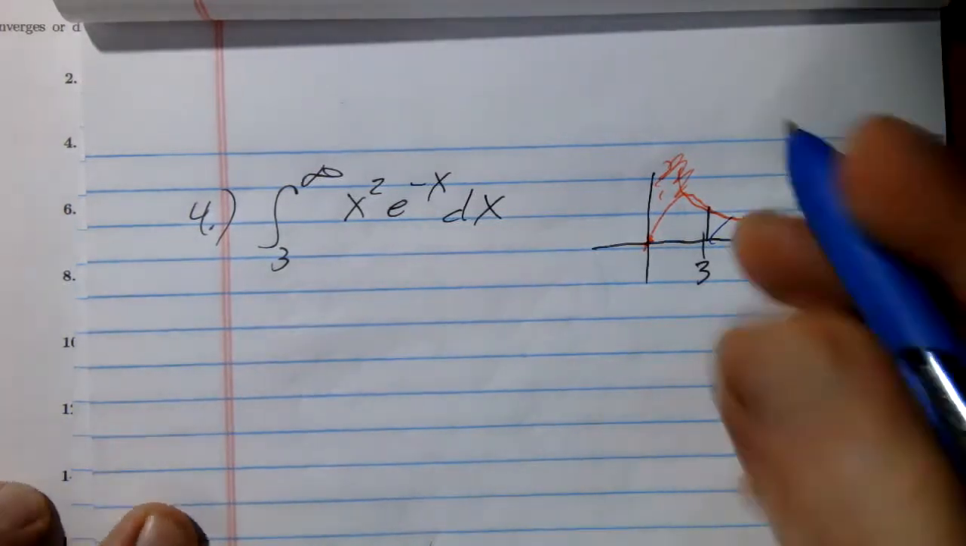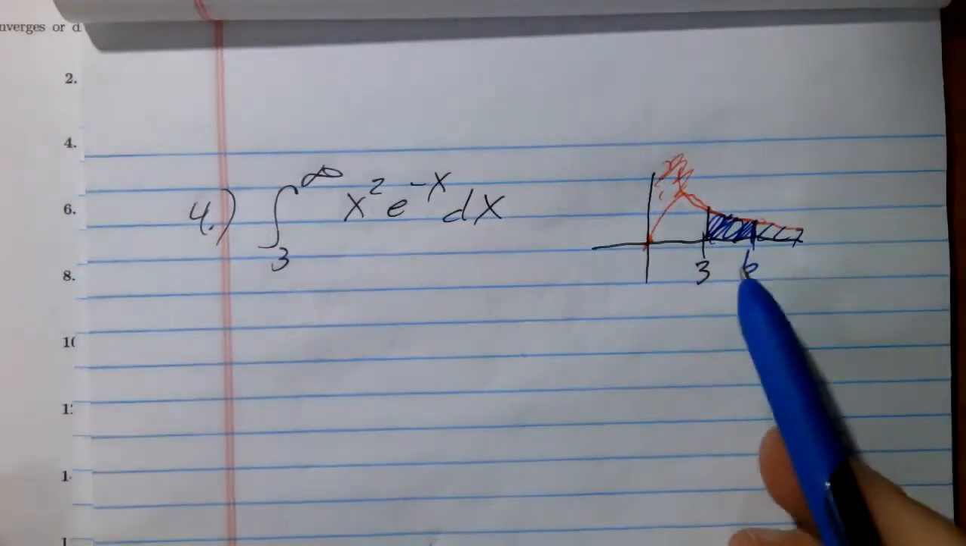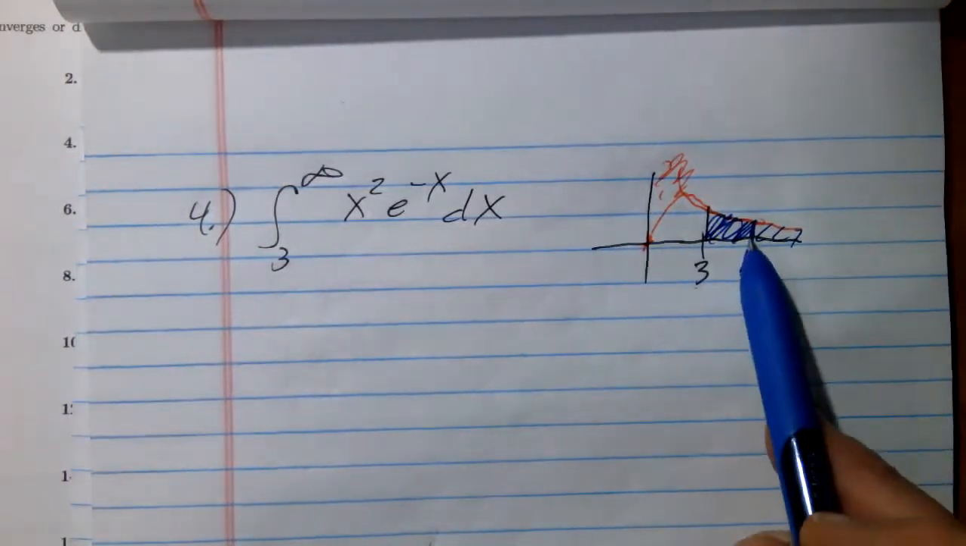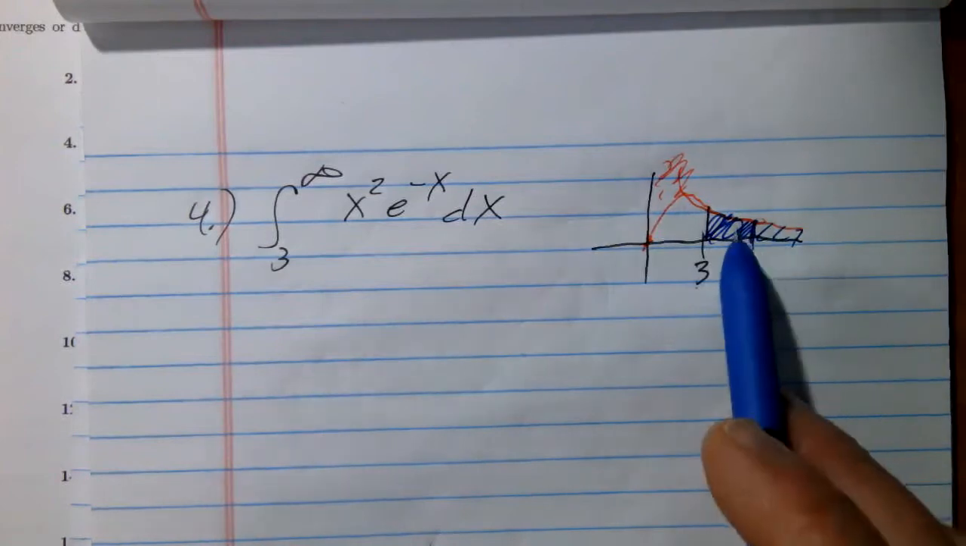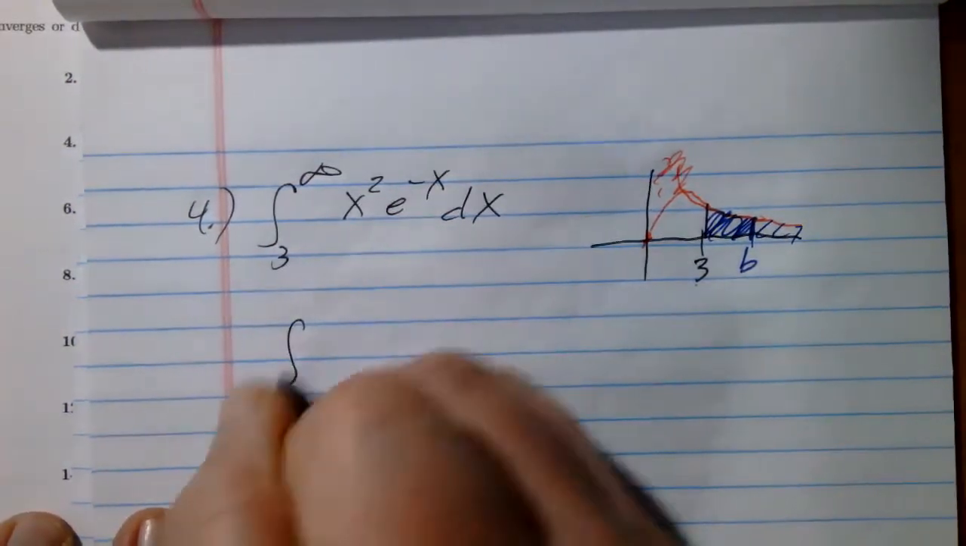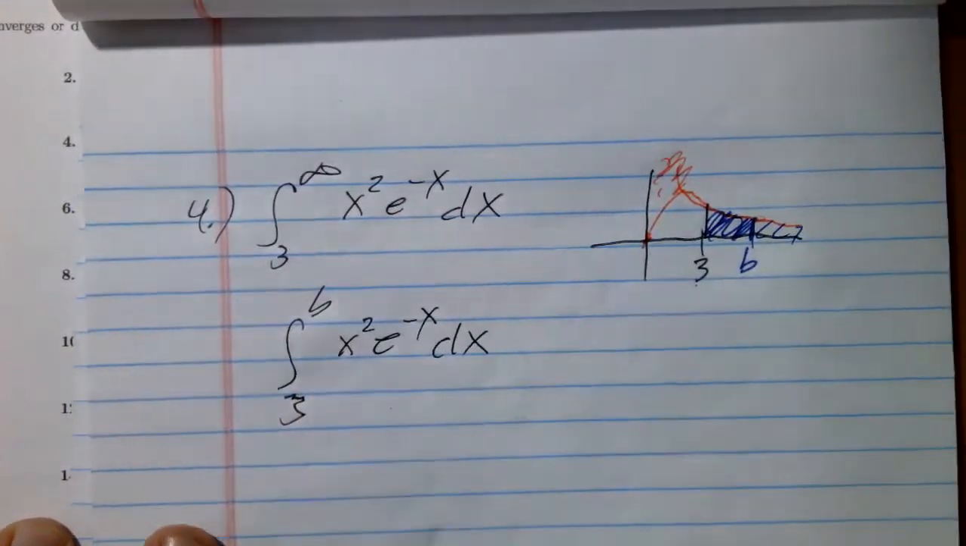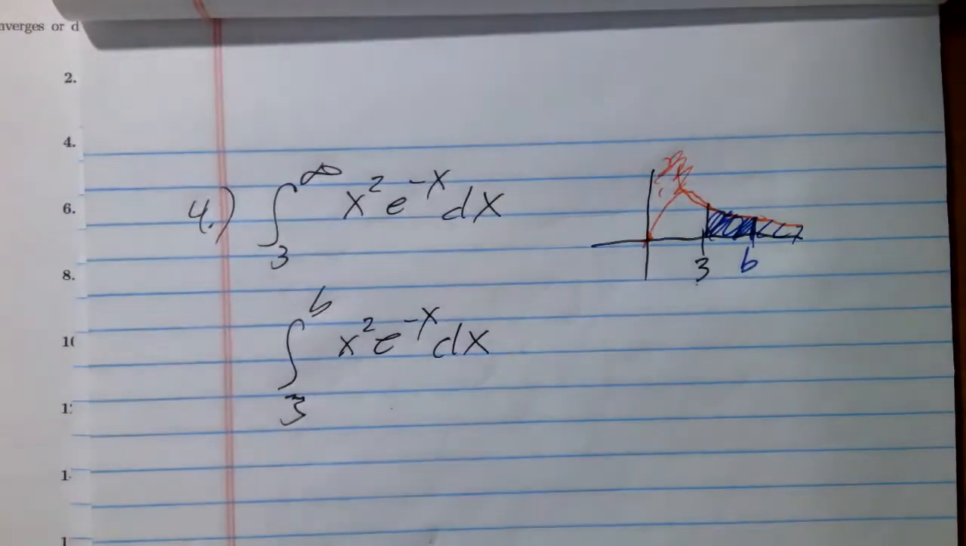Again, what we're going to do is imagine stopping at some spot, and we're going to find a formula that would give me the area from 3 to some stopping point, and then later let that stopping point go up to infinity. So what I'm really looking at is the integral from 3 to b of x squared e to the negative x dx. Now it might help to ignore the bounds and just do the indefinite integral, and then we'll come back to the bounds, because the number one thing is, how do I integrate this?